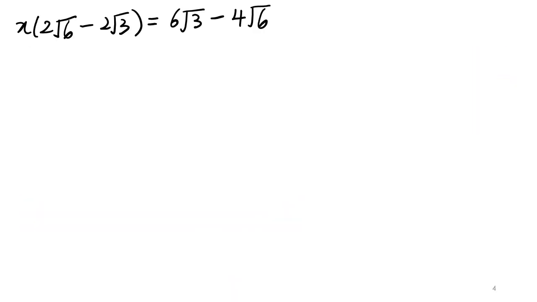Alright, so let's continue from here. Now if you look at the numbers carefully, you realize that we can actually factorize 2. I can factorize 2 out on the left, also on the right, to make the numbers simpler. So how do we do it? If you factorize 2, you will get 2x bracket square root 6 minus square root 3. Then on the right hand side will be 2 bracket 3 square root 3 minus 2 square root 6.